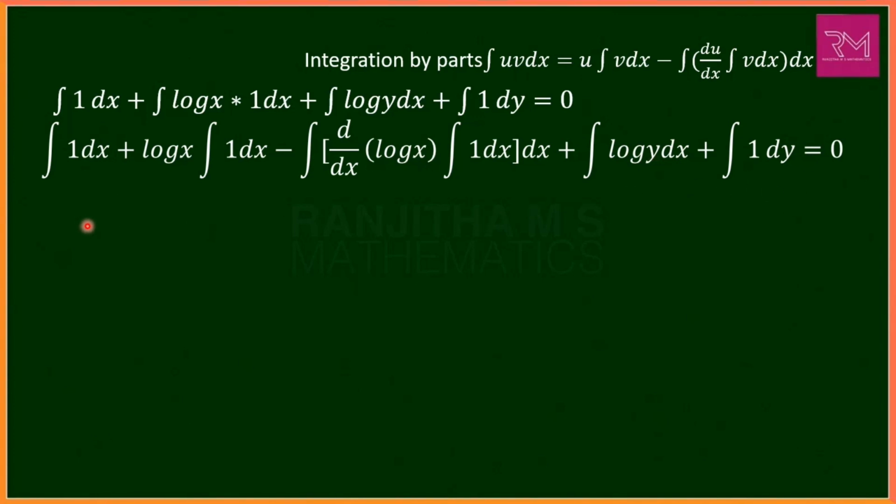Now integrating the terms, the integral of 1 with respect to dx is x, plus log x into x, since the integral of 1 dx is x, minus the integral of d by dx of log x, which is 1 by x, into the integral of 1 dx, which is x, into dx, plus the integral of log y dx. Here log y is constant, take it as it is, into the integral of 1 dx, which is x, plus the integral of 1 into dy, which is y, equal to c.